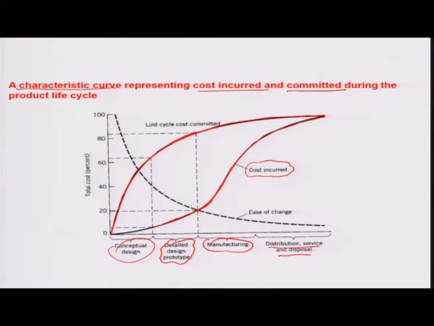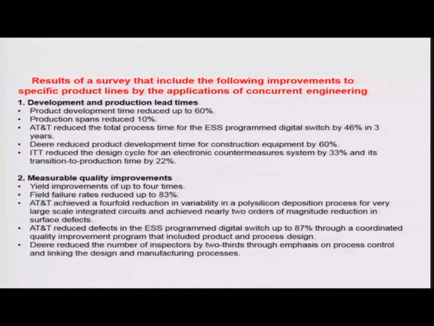So, this is a curve which signifies the various aspects related to the actual commitments of the cost being made and the costs that are being incurred, at the various stages of design and manufacturing and abandonment or distribution or sales service phase of a product life cycle. So, there are some results that I would like to share of a survey, which includes an improvement to specific product lines by application of concurrent engineering philosophy.